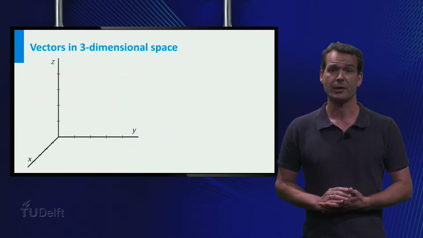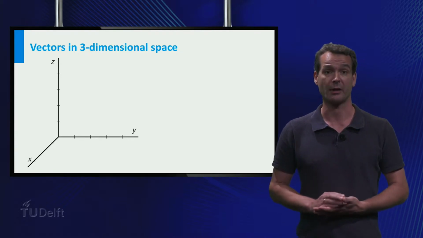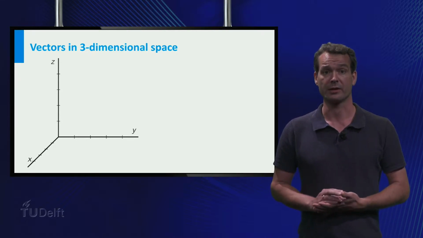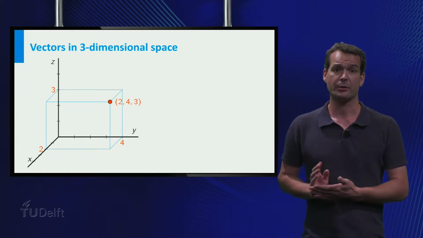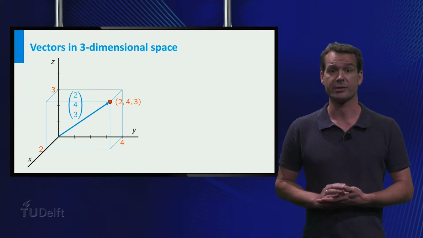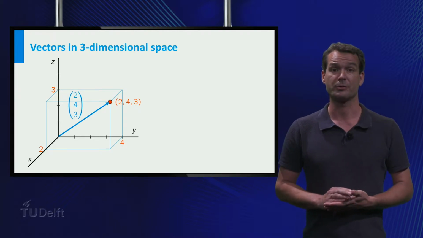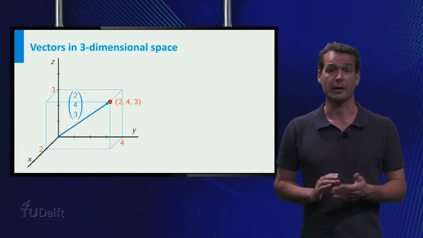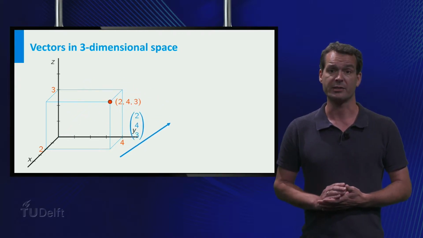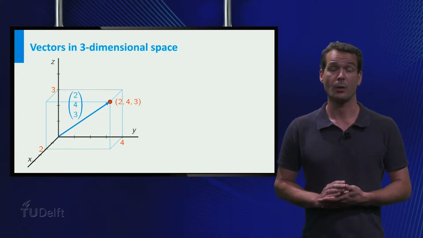In 2 dimensions we have an x and a y direction. In 3 dimensions there's also a z direction, so we can represent points in 3-dimensional space with 3 coordinates. In the picture you see the point 2, 4, 3 in orange. The vector from the origin to this point is the vector 2, 4, 3, which is the vector which moves 2 in the x direction, 4 in the y direction and 3 in the z direction. Just as in 2 dimensions, vectors have no fixed starting point, so we can move this vector around without changing it.